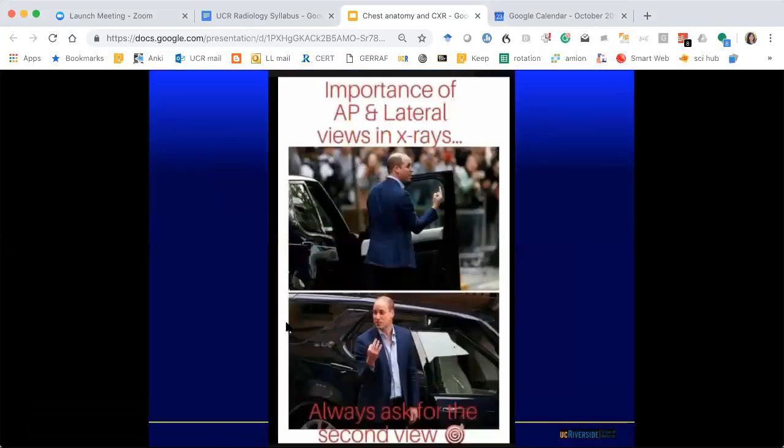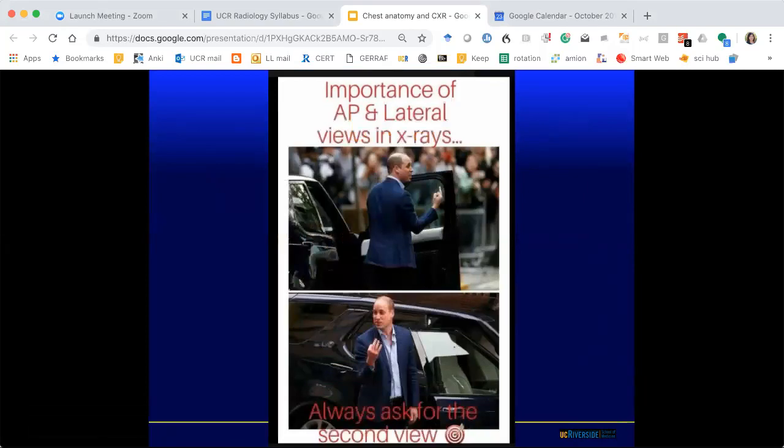So, the importance of AP and lateral views in radiographs. In radiology, we have the saying, one view is no view, and this is the reason why. When you have two views, you can then localize, and whatever you're saying, you'll have a higher confidence. And you're just a lot more accurate. So one view is no view.